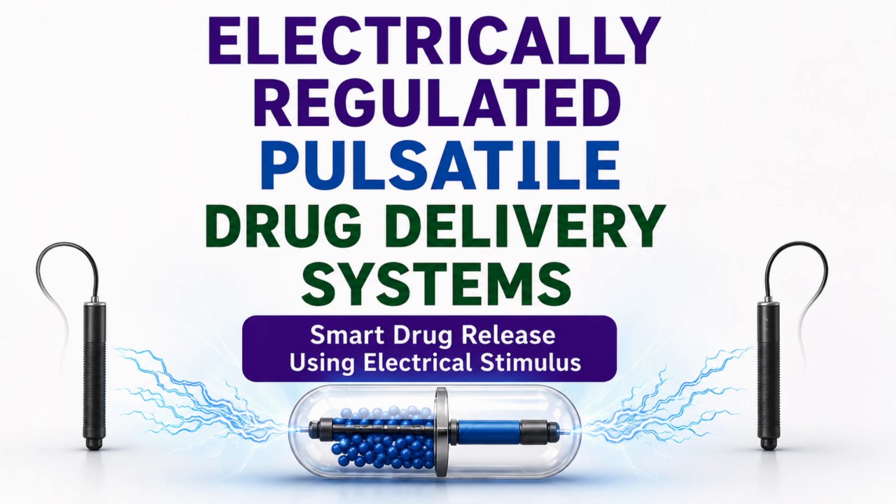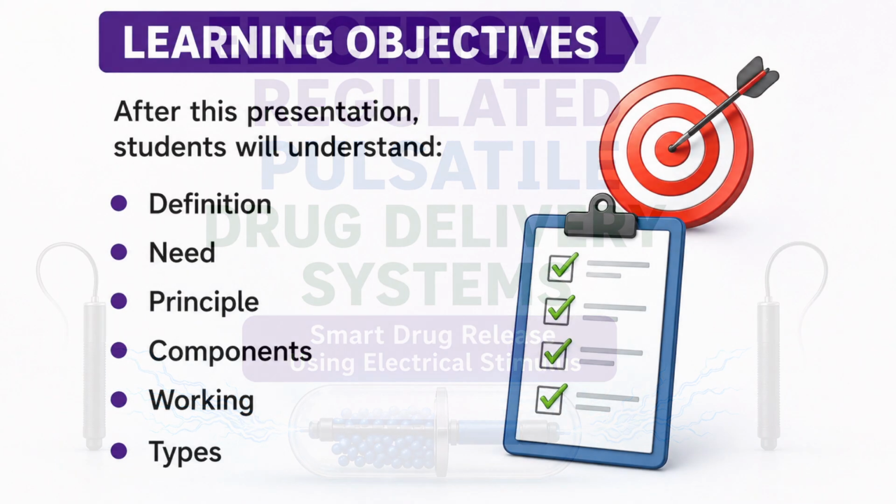The word electrically regulated means the drug release is controlled by an electrical signal. The word pulsatile means the drug is released only in bursts whenever needed, not continuously. Think of it like an electric switch. When current is on, drug is released. Current off, drug stops.